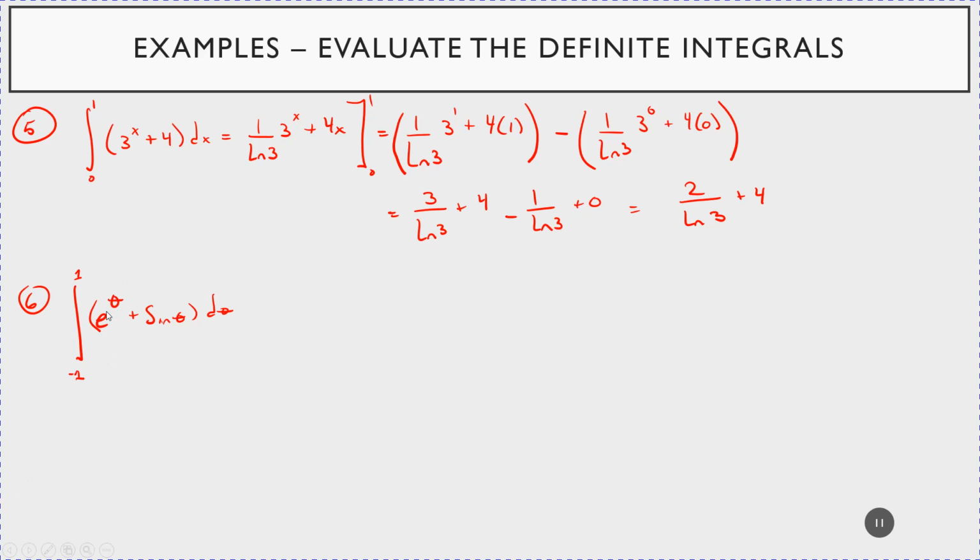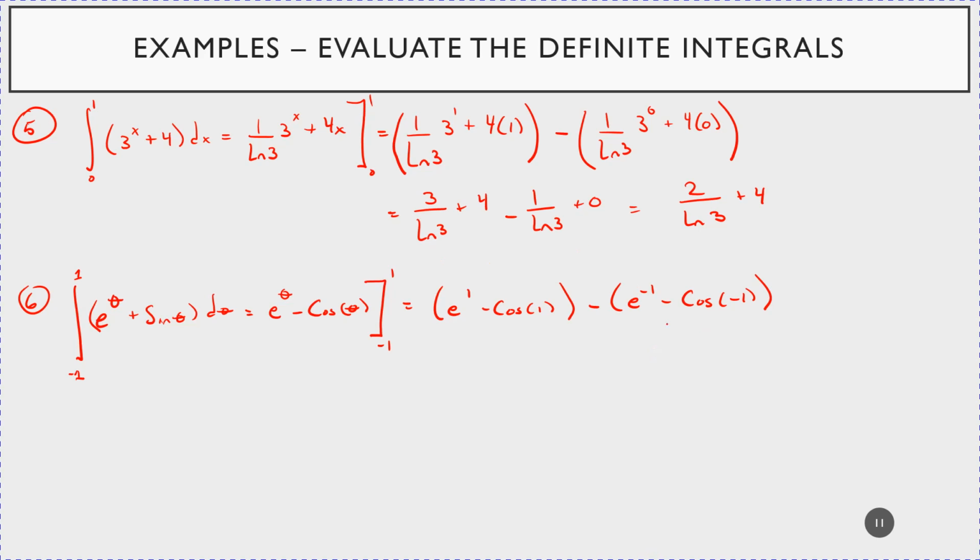Let's integrate. The integral of e to the theta is e to the theta. We know that the integral of sine is minus cosine, so this is minus cosine of theta. And then I'm going from -1 to 1. So just plug in. Here I just use theta instead of x, doesn't matter. So this is e to the 1 minus cosine of 1 minus e to the minus 1 minus cosine of minus 1.